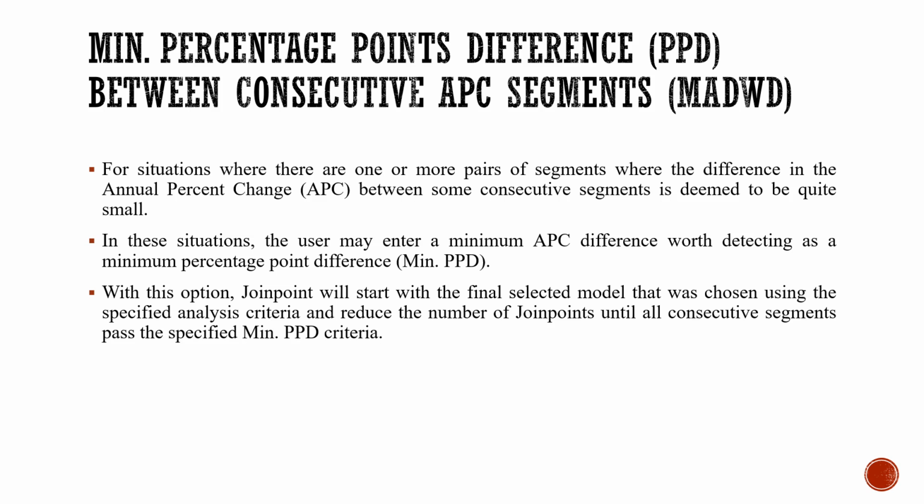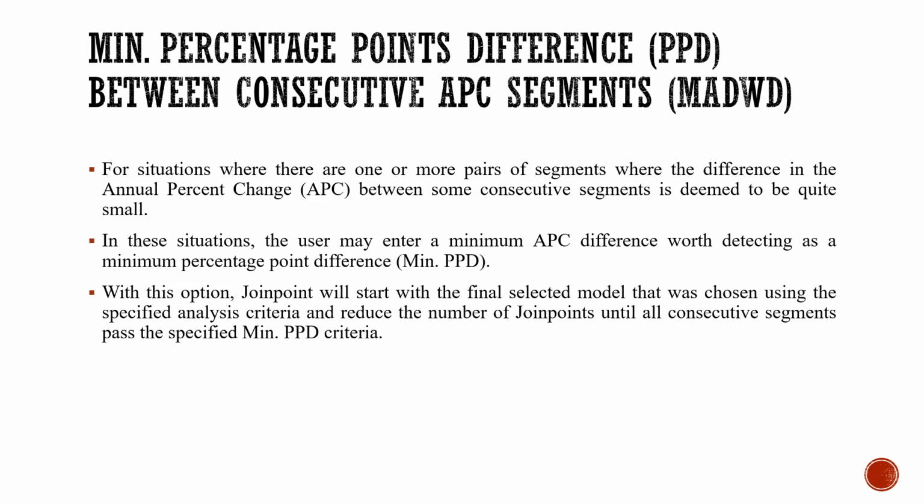The fourth option is minimum percentage points difference between consecutive APC segments, in short min PPD. This option is for situations where there are one or more pairs of segments where the difference in the annual percent change between some consecutive segments is deemed to be quite small. In these situations, the user may enter a minimum APC difference worth detecting as a minimum percentage point difference, which is shown with min PPD in the software.